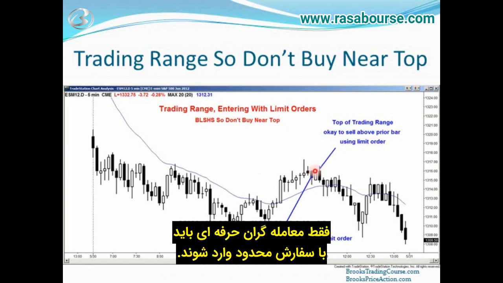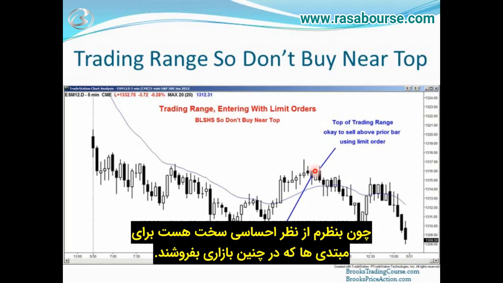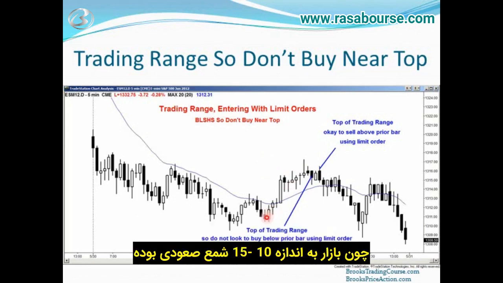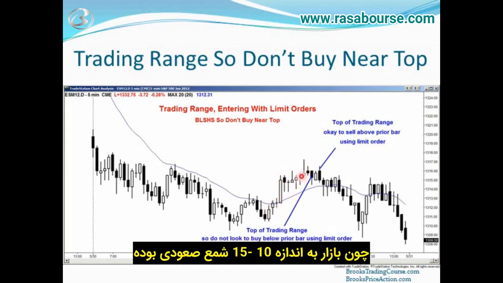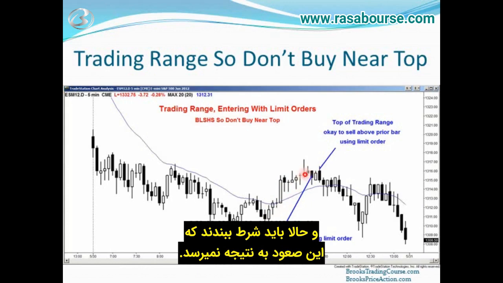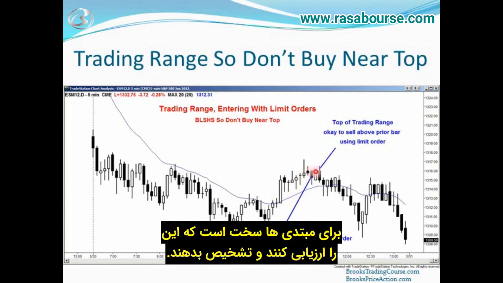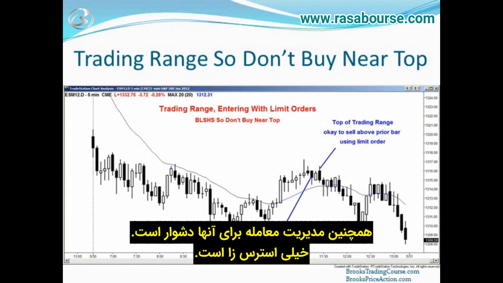And again, only experienced traders should be entering with limit orders, because I think it's too difficult emotionally for beginners to be buying when the market looks like this. The market's going up for 10 or 15 bars. It's very difficult for beginners to be selling when the market looks like this. It's going up for 10 or 15 bars and you're betting that the rally is going to fail. I think that's just too difficult for beginners to assess, make that judgment, and it's also too difficult for them to manage the trade.